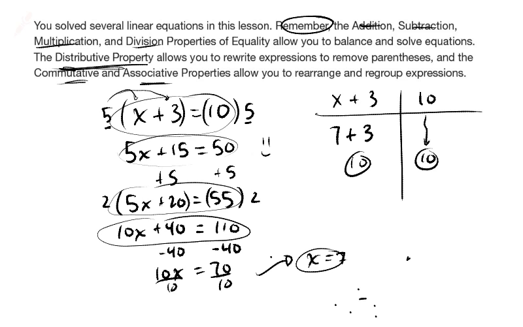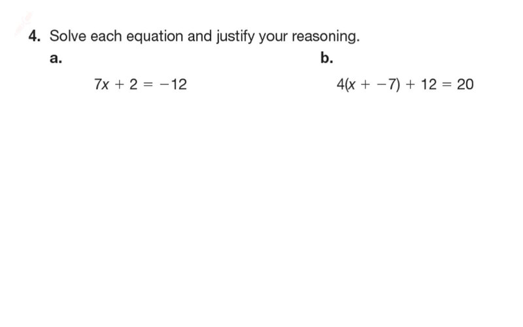Let's take a look at a couple more problems. It says solve in your book. It says solve each equation and justify your reasoning. So I'm going to begin by applying the subtraction property of equality. If I have equal things and I subtract equal things, then I get equal things. So this becomes 7x equals negative 14.